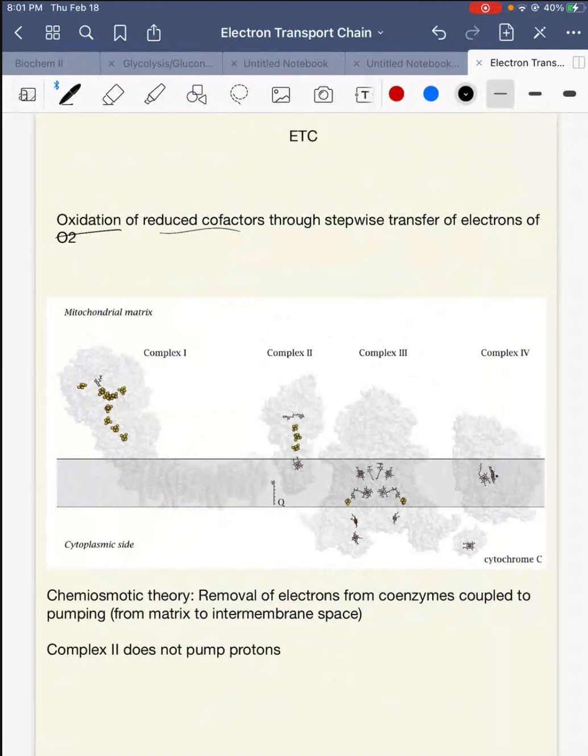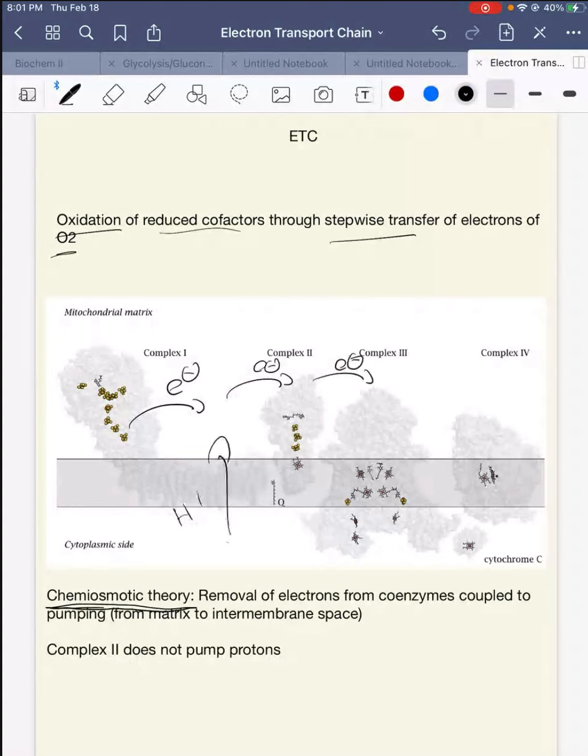Okay, so basically, like I said, what we're doing is we're oxidizing and reducing cofactors through a stepwise transfer of electrons, and then eventually we get to oxygen. And this is just a theory, but when we remove electrons from coenzymes, this is coupled to pumping, which is what we learn in biochemistry and in textbooks. It's actually just a theory that when we transfer electrons between the different complexes, this is coupled with pumping protons across the membrane.